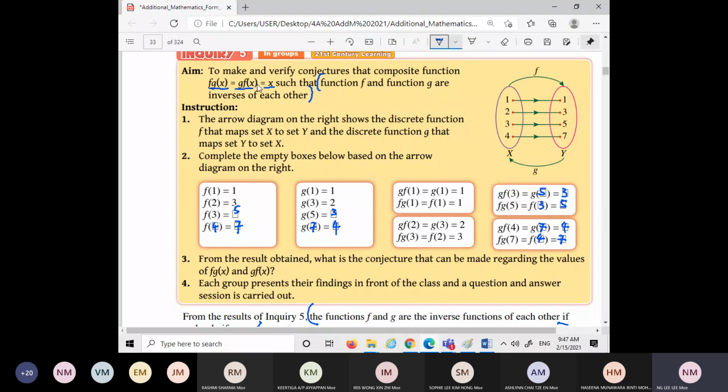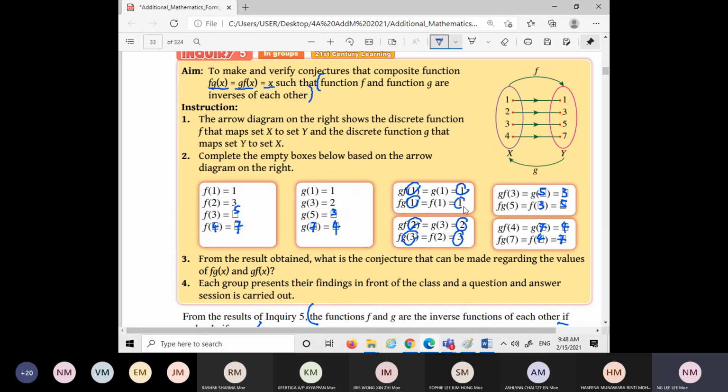If gf(x) is x: gf(3) is 3, fg(5) is 5, gf(4) is 4, fg(7) is 7. We see the same thing here: gf(1) is 1, fg(1) is 1, gf(2) is 2, fg(3) is 3. So you can see it is the same. Therefore, fg(x) is x and gf(x) is x, so f and g are inverses of each other. So it is proved through this activity.